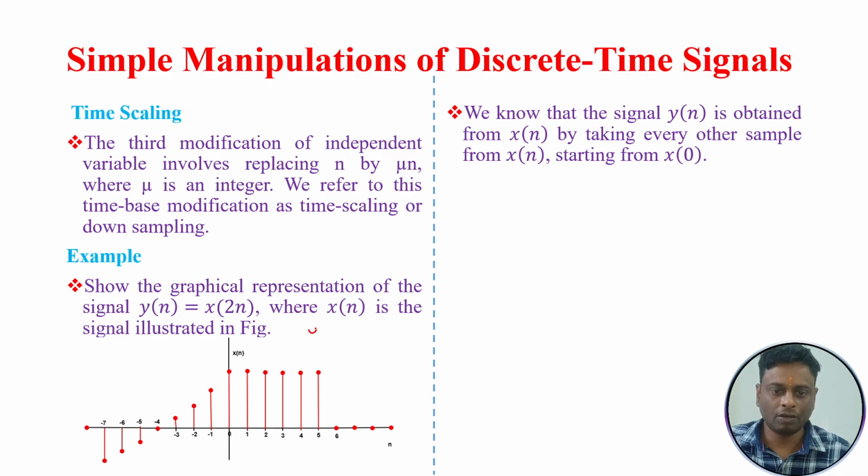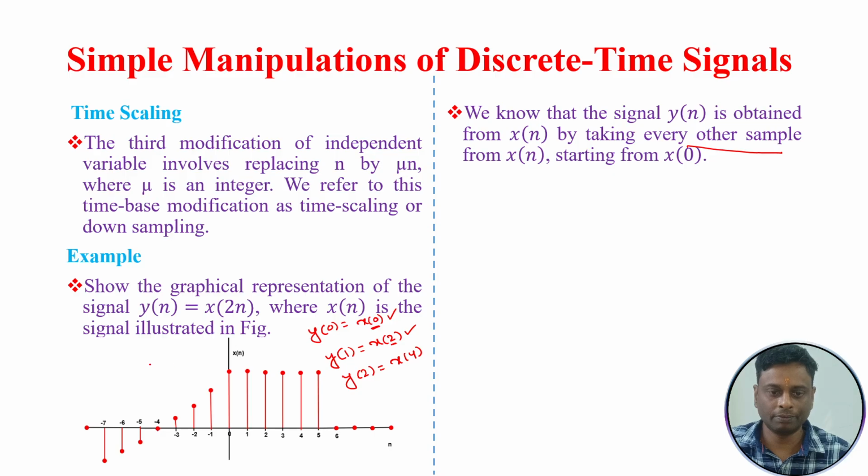So how do we find it? y of 0, if I put n equal to 0, will be x of 0, the same sample. Similarly, y of 1 will be x of 2. Similarly, if we calculate y of 2, it will be x of 4. So we are taking every other sample of x of n. We are not taking x of 1 and x of 3. We are taking the other samples, that is x of 0, x of 2, x of 4, then x of 6.